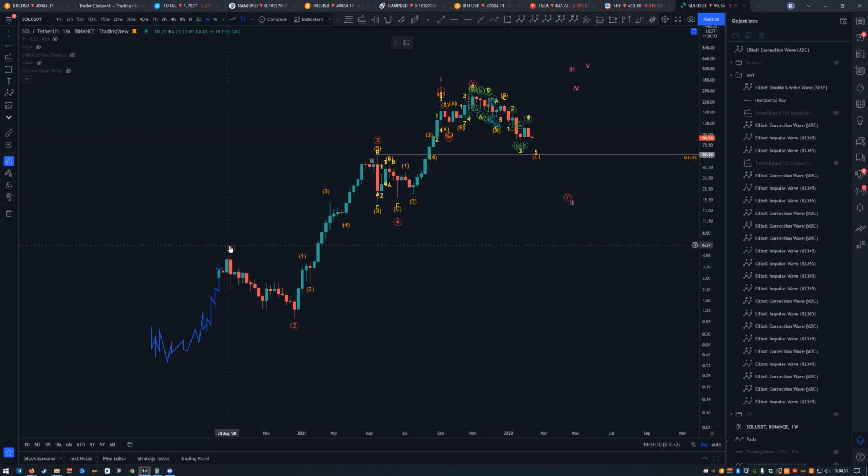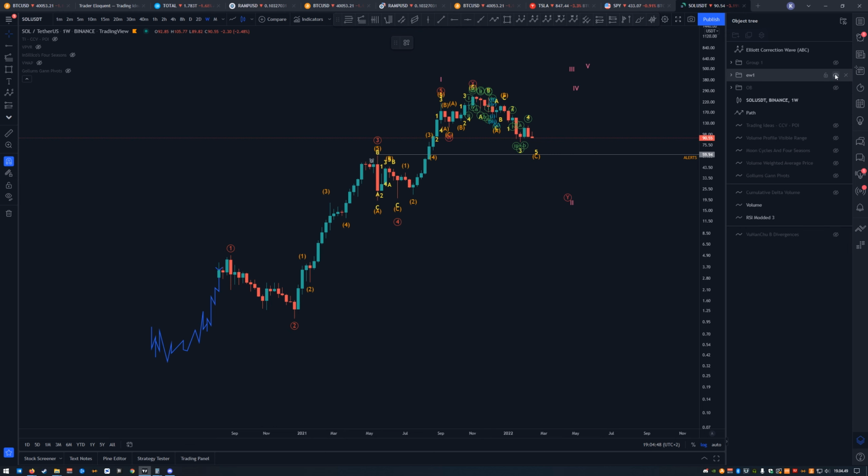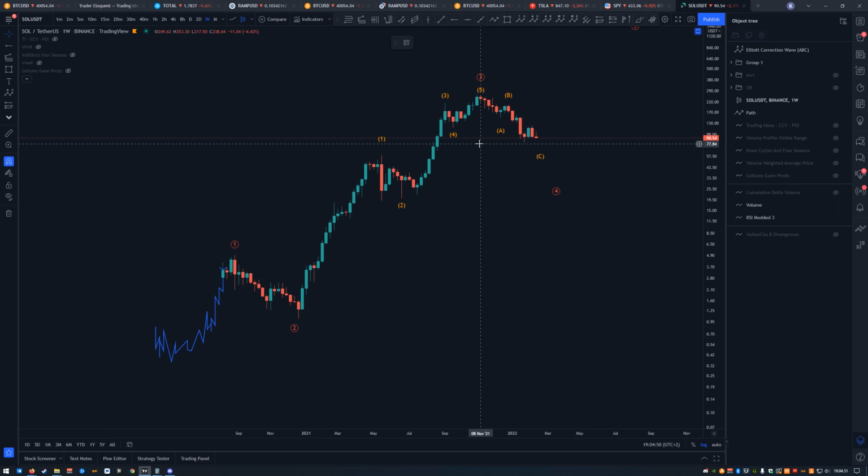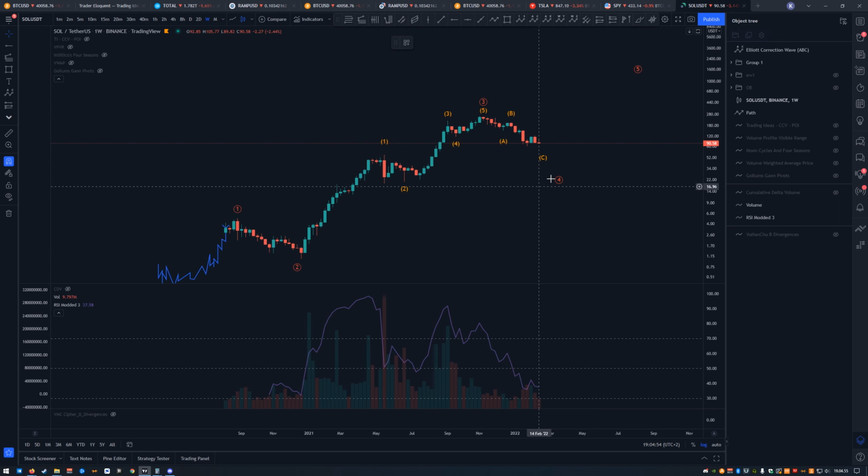Overall, we're looking at primary 1, primary 2, 3, 4, 5, saying that we ended up here in a cycle 1, and now we're correcting into the wave 2 of cycle degree. The other count says that this is on the primary 3rd and currently correcting on the primary 4th.